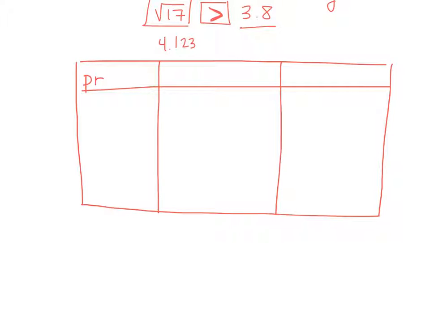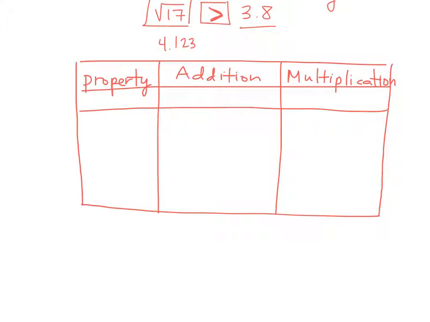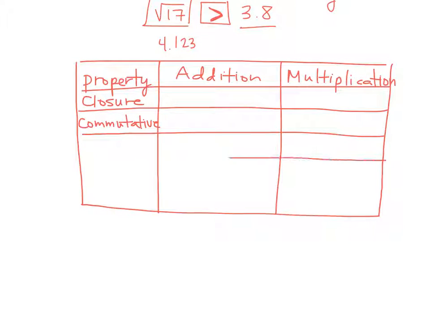All right, so first column is going to be the property. That's going to be the property of addition. And again, you learned these in Algebra 1, so these should not be brand new to you, but they're probably a little fuzzy. So property of addition and property of multiplication. So there is closure, which might be new, but closure is also the one that probably gets used the least. There is commutative. There is associative.